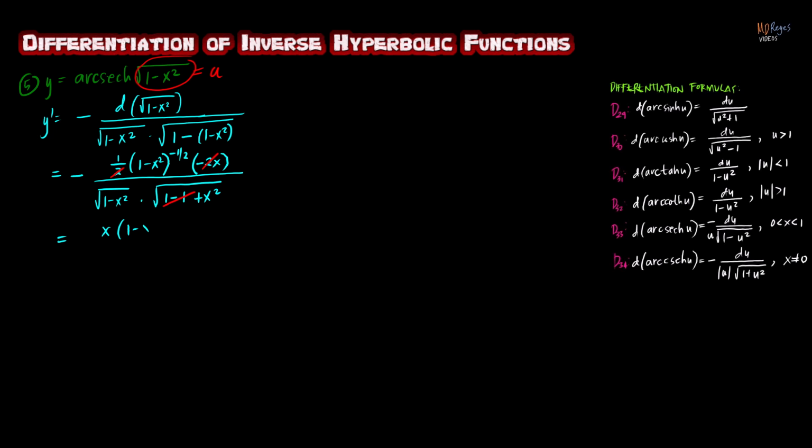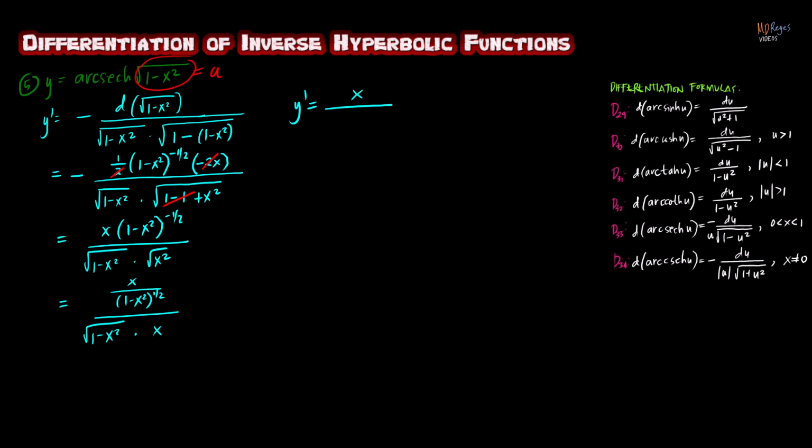x times 1 minus x squared raised to negative 1/2 over the square root of 1 minus x squared times the square root of x squared. Now simplifying this further, making the exponent in the numerator positive, we'll have x over 1 minus x squared raised to 1/2 over the square root of 1 minus x squared times the square root of x squared, which is just x. Simplifying further, we get y prime equals x over 1 minus x squared raised to 1/2, which is also the square root of 1 minus x squared.